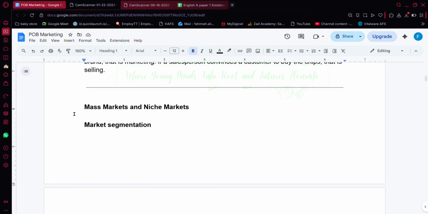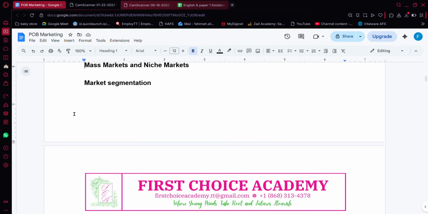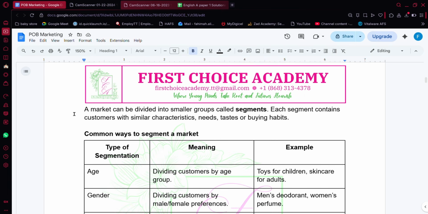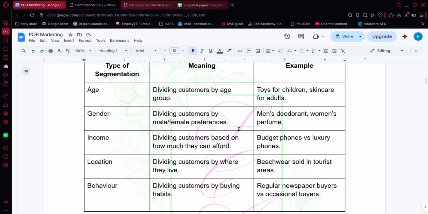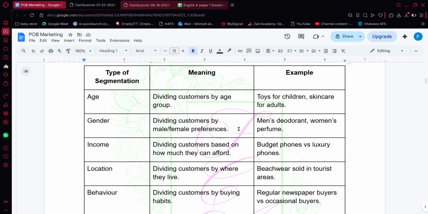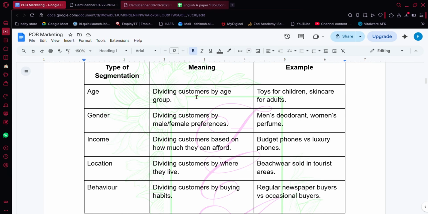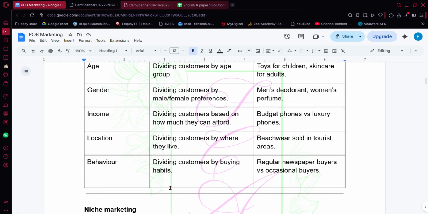Let's look at mass markets and niche markets. Market segmentation means a market can be divided into smaller groups called segments. Each segment contains customers with similar characteristics, needs, tastes, or buying habits. Some common ways to segment a market would be dividing people by age, gender, income, location, and behavior.